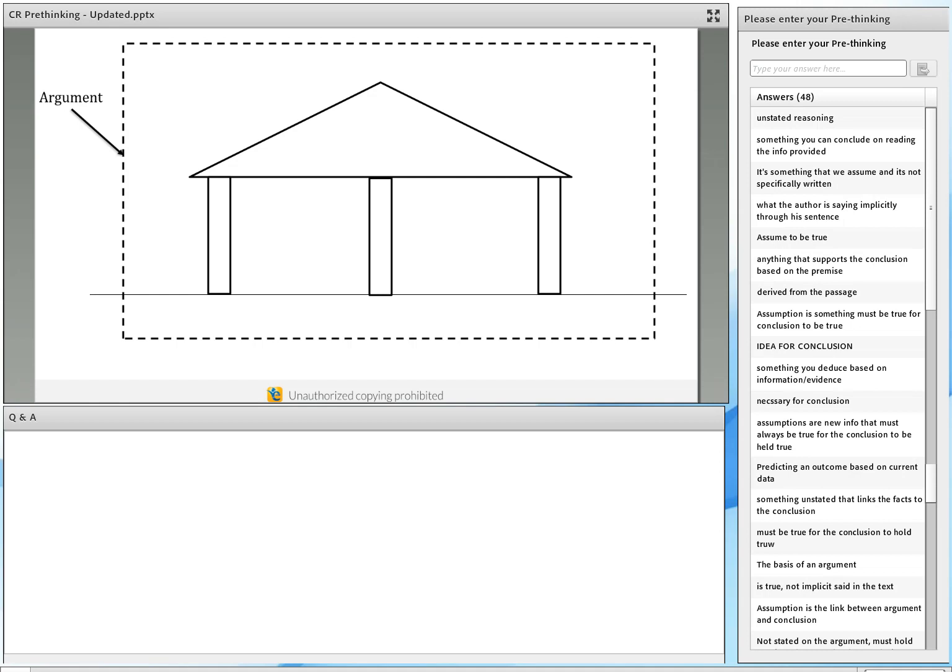Okay, so let me explain this in a more pictorial format. Think of this entire argument as a house, which is supported by these three pillars. Now, your conclusion is the roof over here. Your conclusion is this roof. And remember, these three pillars are the premises in the argument, which support your conclusion.